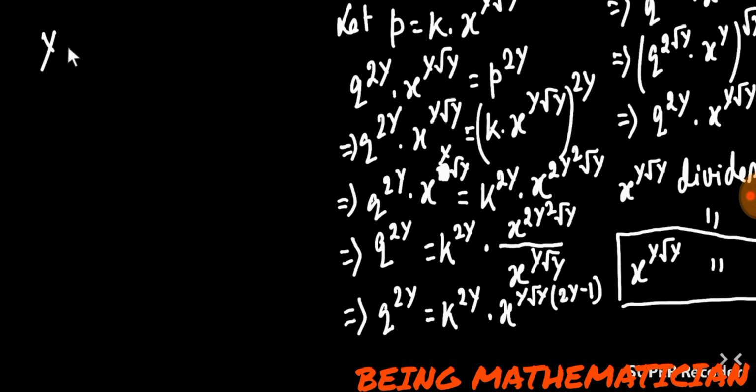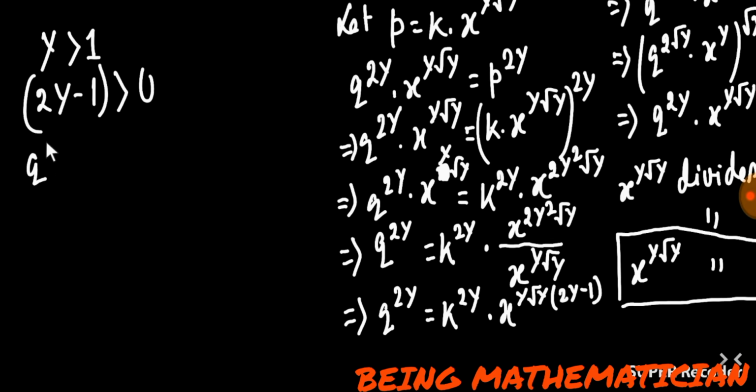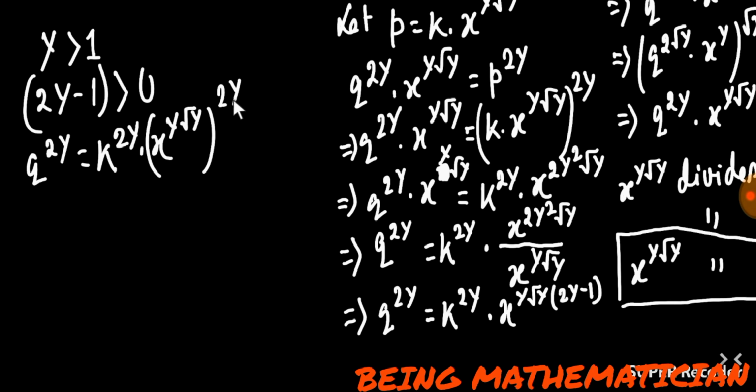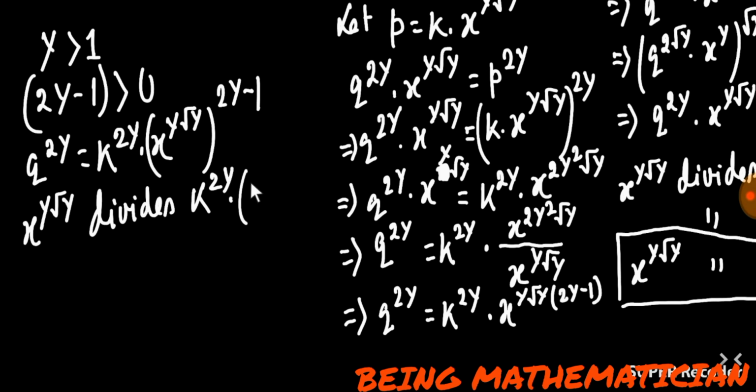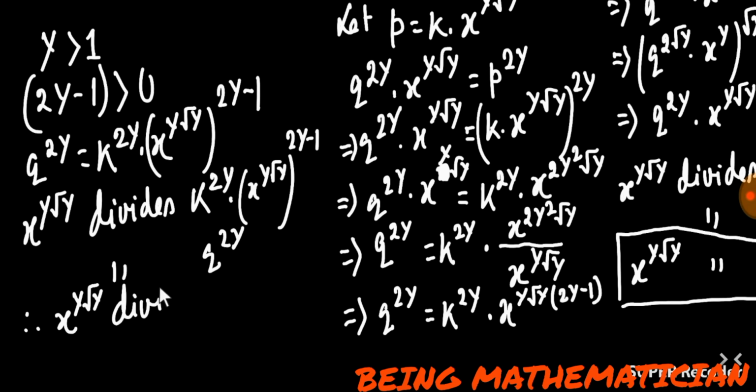Since y is greater than 1, so 2y minus 1 is always greater than 0. So we can write q to the power 2y equal to k to the power 2y into (x to the power y root y) whole to the power 2y minus 1. Now we can say x to the power y root y divides this term k to the power 2y into (x to the power y root y) whole to the power 2y minus 1. So it divides q to the power 2y, and finally it implies that x to the power y root y divides q.